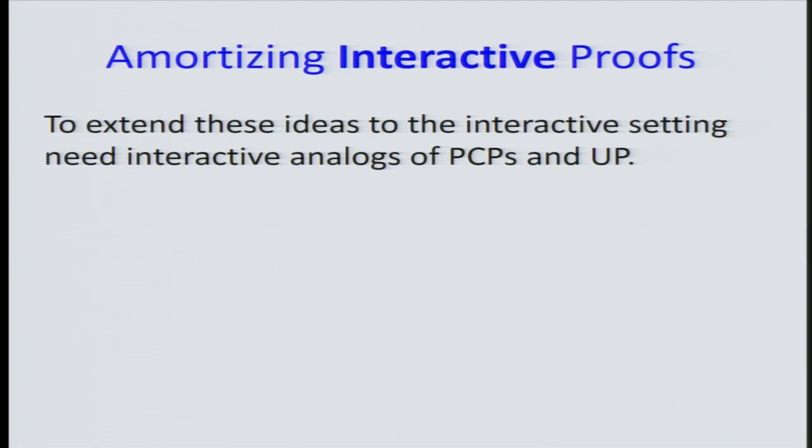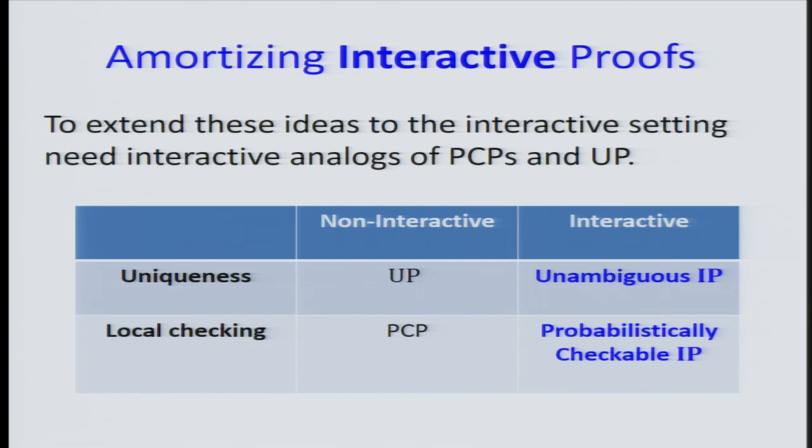Great. So far we were talking about amortizing NP or UP statements. But to get our constant round interactive proofs, we need to be able to amortize interactive proofs. As I said, we can do it. Generally, we'll need a special type of interactive proofs. Just like in the non-interactive case, we needed a notion of uniqueness, we're going to need the notion of uniqueness, or we're going to call it unambiguity, for interactive proofs. We'll define that in a second.